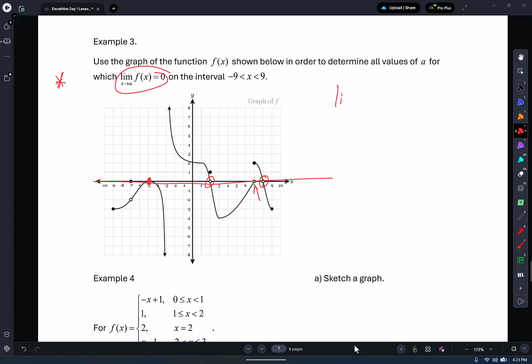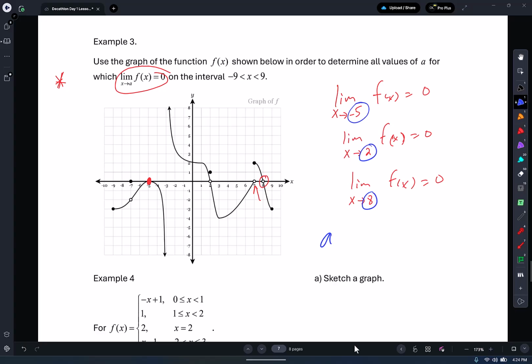So here's how I would write it. Limit as x approaches -5 of this function equals 0. Limit as x approaches 2, I think that's a 2, yeah, of this function equals 0. And limit as x approaches 8 of this function equals 0. Do you guys understand how I got those values? Because I want my y value to be a 0. And those are the only 3 where they're converging from the left and the right where the y value is 0. So these are the numbers I want. You're just going to say a equals -5, comma, 2, comma, 8.